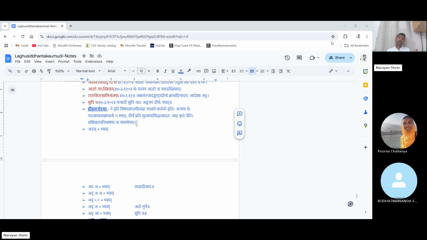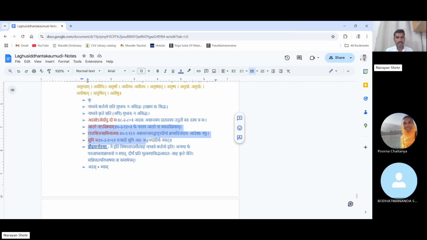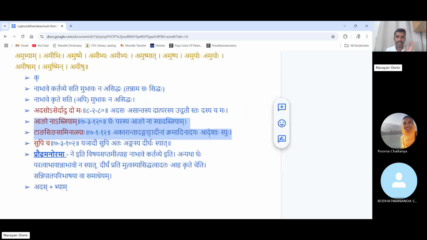Now the sutra which does this Ina Adesha, taking the akarantatva of anga, for ta is a Sapada Saptadhyayistha sutra. Then the sutra which brings this na, Ango Nastriyam, is also a Sapada Saptadhyayistha sutra. Here it is: Tang Asing Asaminatsya and Ango Nastriyam. Both of these sutras are Sapada Saptadhyayistha sutras. 7.3.1.20 and then 7.1.12.